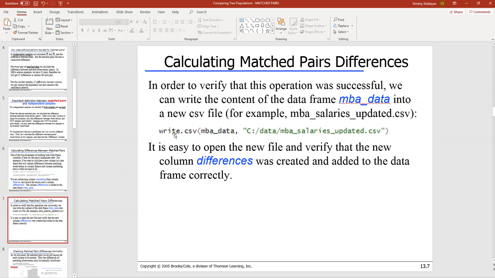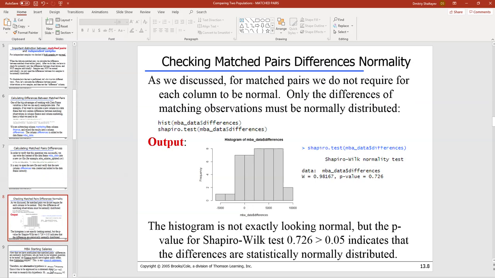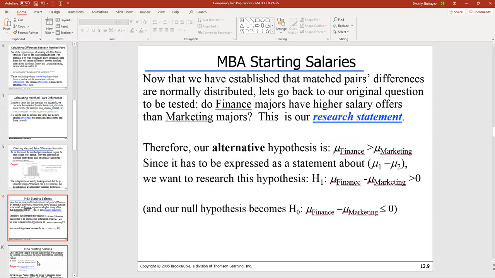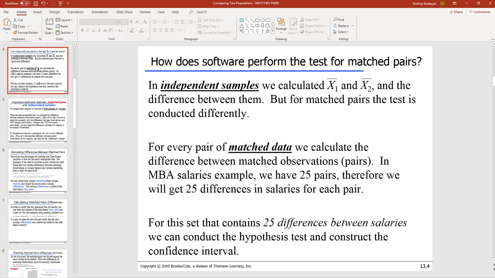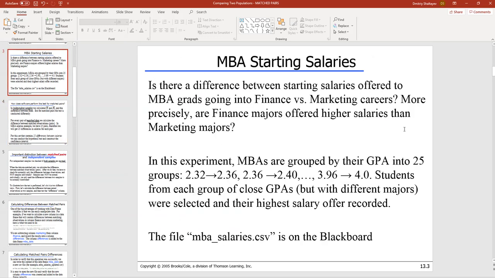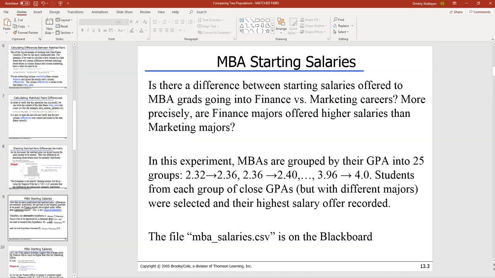And on this slide I explain how to dump the data to CSV. So this slide explains again exactly what we just did, testing for normality. All right, so the research statement, right? Let's go back to our original problem. Is there a difference between MBA finance versus marketing? More specifically, are finance majors offered higher salaries than marketing majors? In other words, I'm asking here, is it true that the average offer for the finance grads is higher than the average offer for marketing grads?